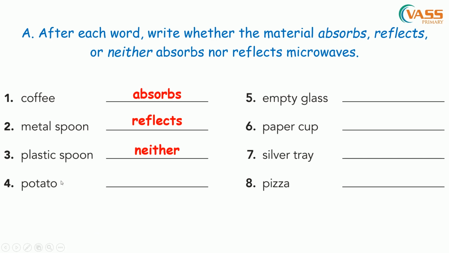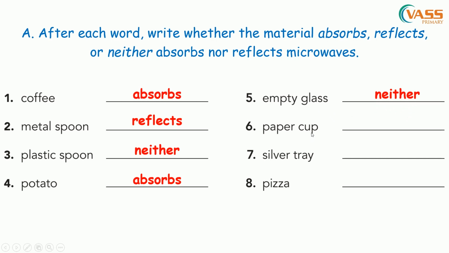What about a potato? We're getting hungry. Let's turn on the microwave. Yeah, now it begins to absorb the energy and heat up and cook. What about an empty glass? All it has is glass and air. You're right. It does neither. The energy passes through and does not get absorbed.